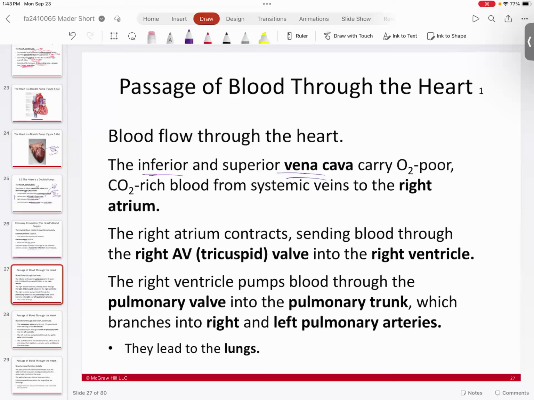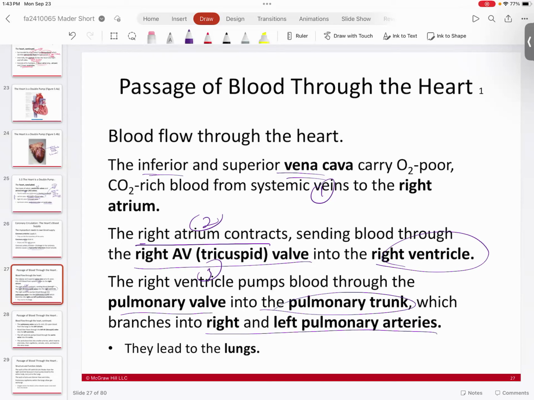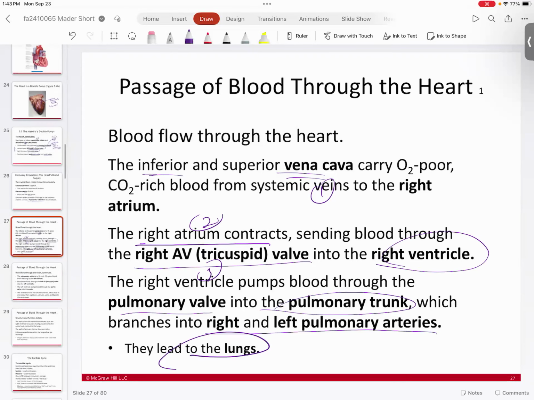So now they're going to be CO2 rich, and they're going to be dumping all of their contents into the right atrium once the right atrium contracts. So this is going to be the first piece. The right atrium is going to contract. It's going to send blood through the AV valves, in this case your tricuspid valve, your right AV valve, into your right ventricle. Then the next thing that's going to happen is the turn of the ventricles to pump, and so the ventricles will pump blood through the pulmonary valve into the pulmonary trunk, which will then go into right and left pulmonary arteries on their way to the lungs for gas exchange.